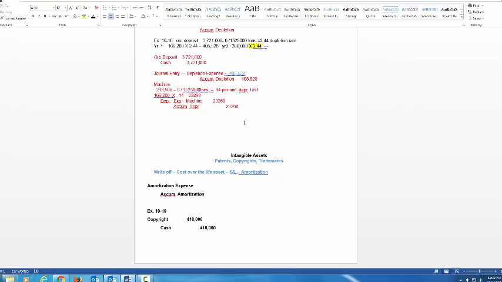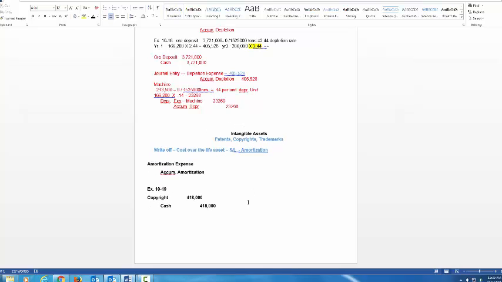And so for our copyright, remember straight line. So if I have an asset, the rights to something that I get to have for the next 10 years, I'm going to take that $418,000 and divide it by the 10 years. And so I get $41,800 of amortization each year. Now keep in mind that you could have partial years under the straight line method. In this case, they said we bought it on January the 1st, and so we would have full year depreciation on this one.